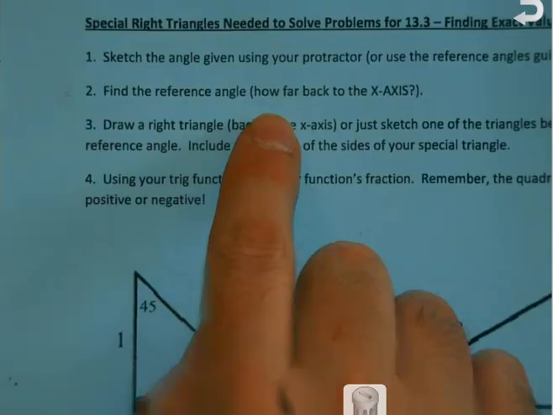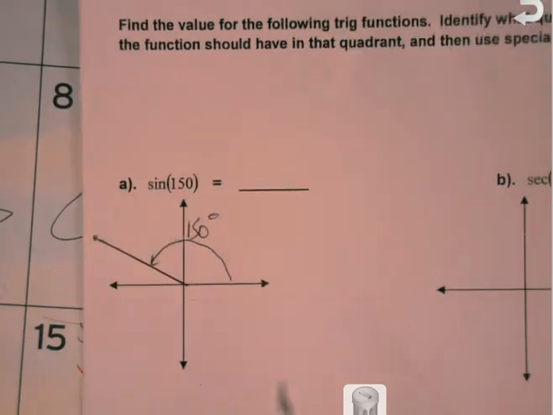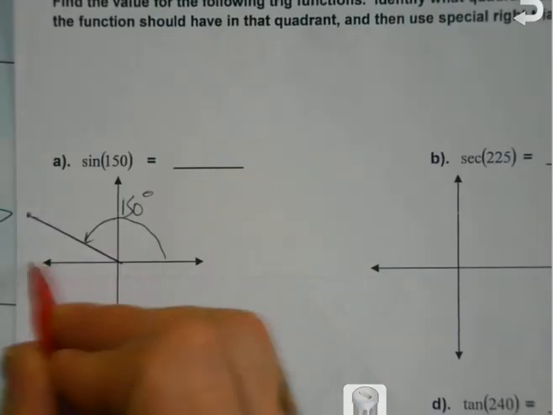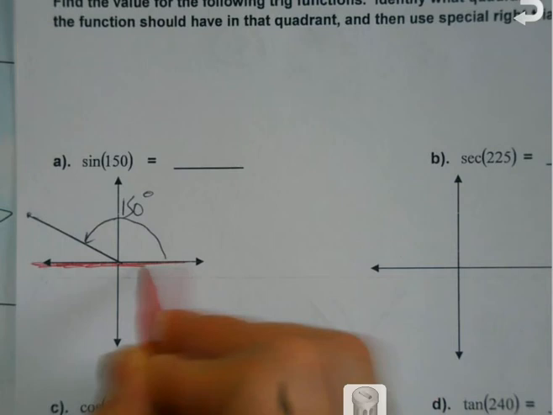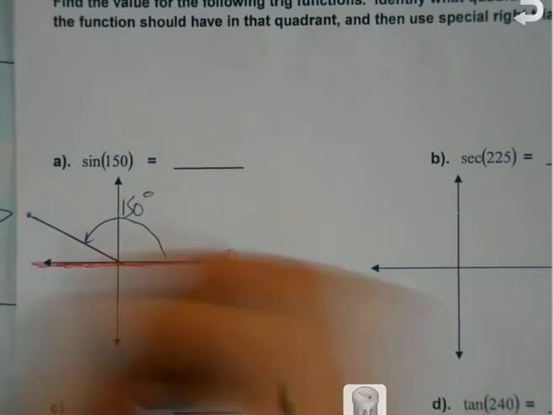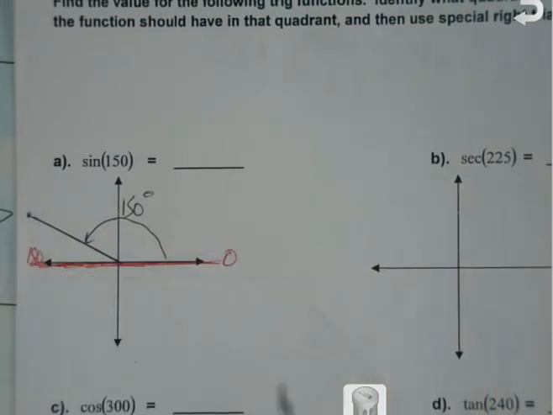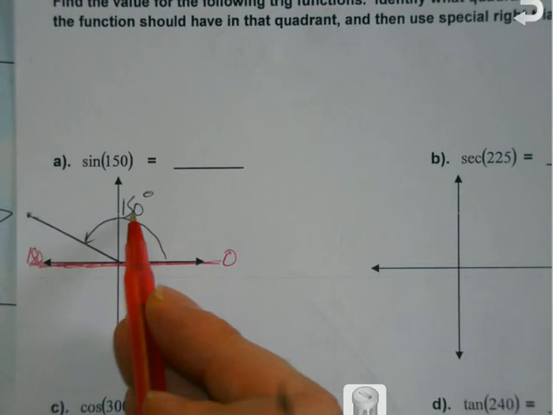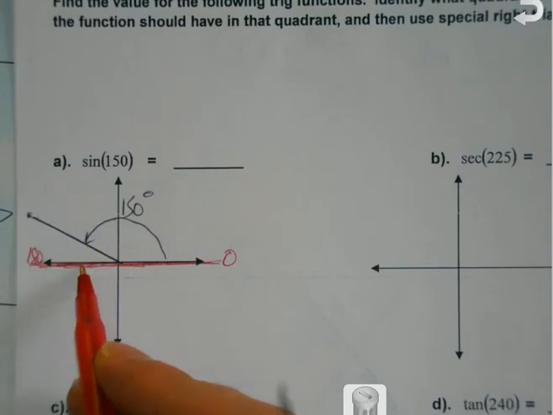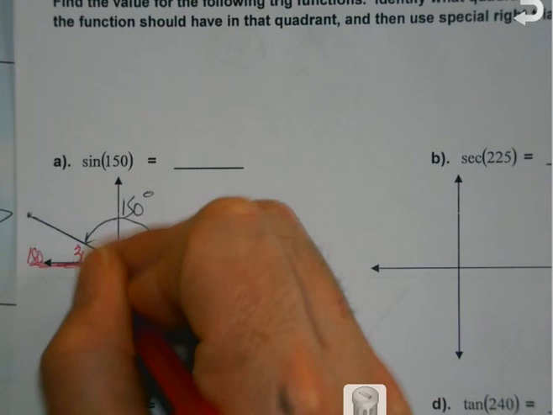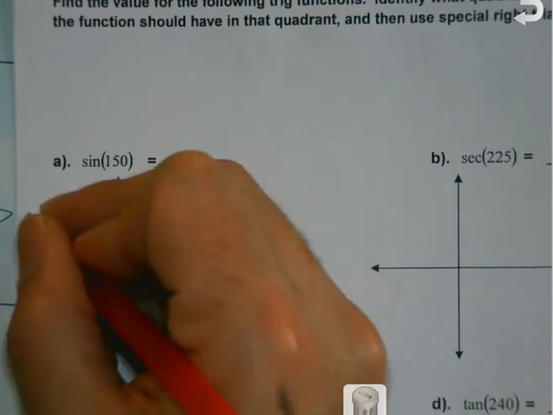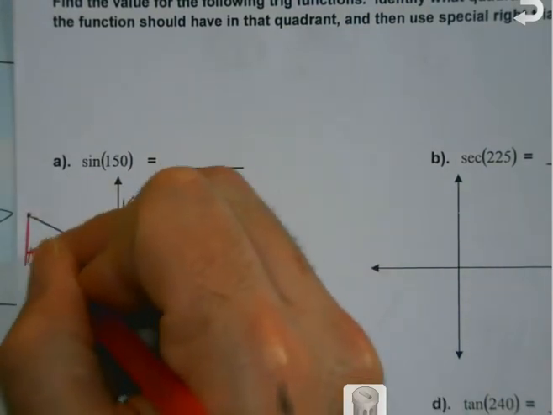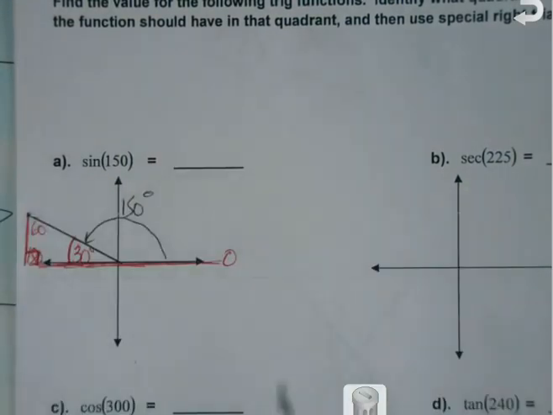Find the reference angle. Remember, the reference angle is how far is it to get back to the x-axis. Okay, so here's my x-axis. To get from 150 to 180, how many more degrees is that? 30. So this is 30. There's my reference angle. There's my 60. I'm always going to get a special right triangle with these.